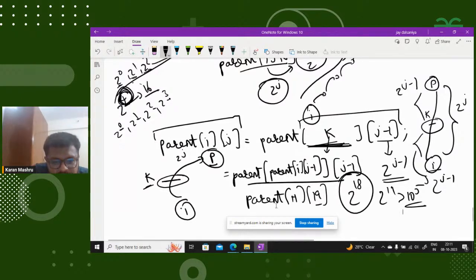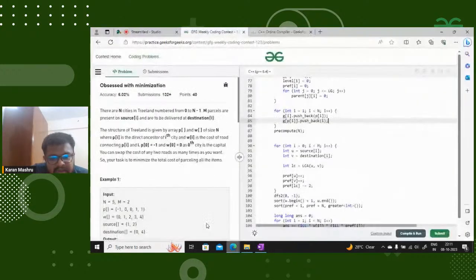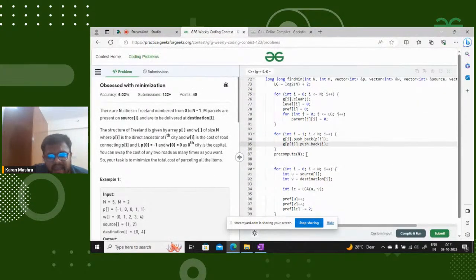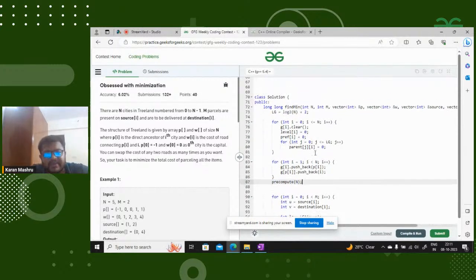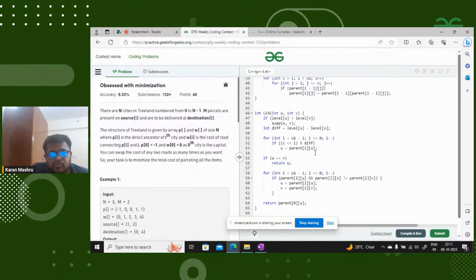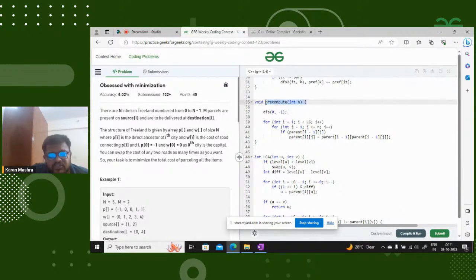Okay, so let's look at the computation of this parent nodes. So basically I have called pre-compute n. So pre-compute me the parents. Okay, so it calls the pre-compute function. But before that it calls a DFS function. Now why am I calling a DFS function? Because I also need the levels.